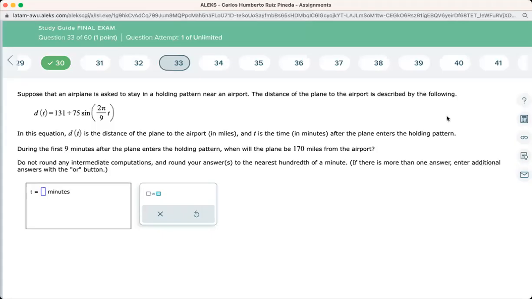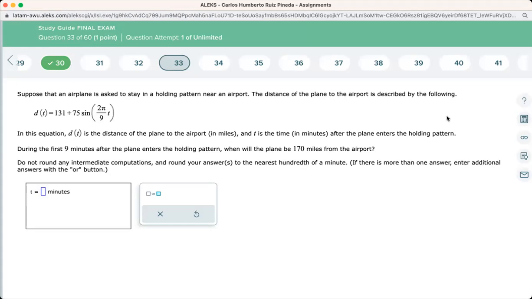Number 33, we have a word problem relating trigonometric functions. Suppose that an airplane is asked to stay in a holding pattern near an airport. The distance of the plane to the airport is described by the following: D of t equals 131 plus 75 sine of 2 pi over 9 t.